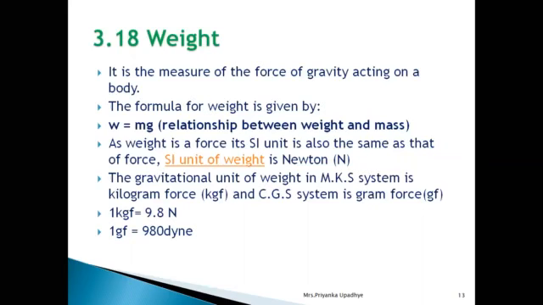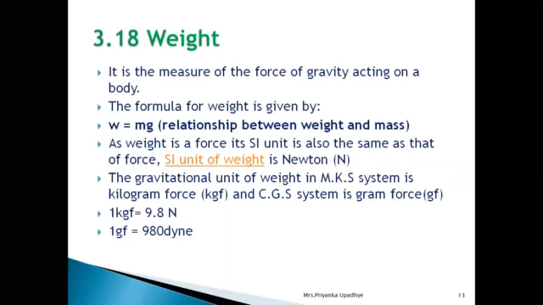The body will become weight. See here, it is the measure of the force of gravity. Due to gravity, gravity pulls the object towards it and that will become weight. The formula for weight is W = mg. This is the relationship between mass and weight, where m is the mass of the object and g is the acceleration due to gravity. So weight is nothing but force. So the SI unit of weight is the same as force. The SI unit of weight is Newton.